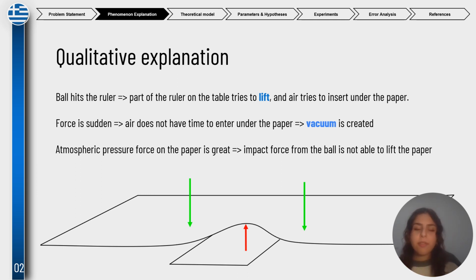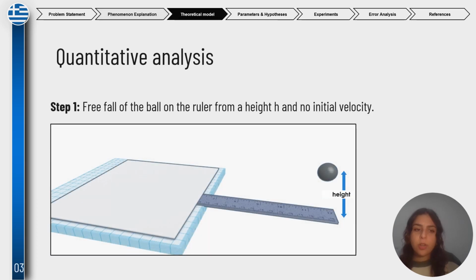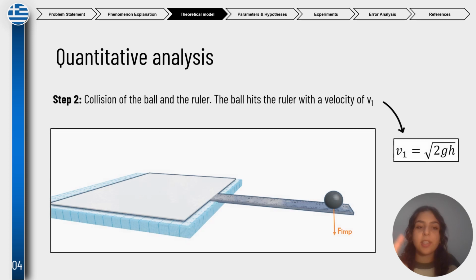So let's explain the phenomenon a little bit more quantitatively by analyzing the motion and separating it into steps. The first step is the free fall of the ball on the ruler from a height h with no initial velocity. The second step is the collision of the ball and the ruler, where the ball hits the ruler with a velocity of v1, which is given by this formula here on the right.